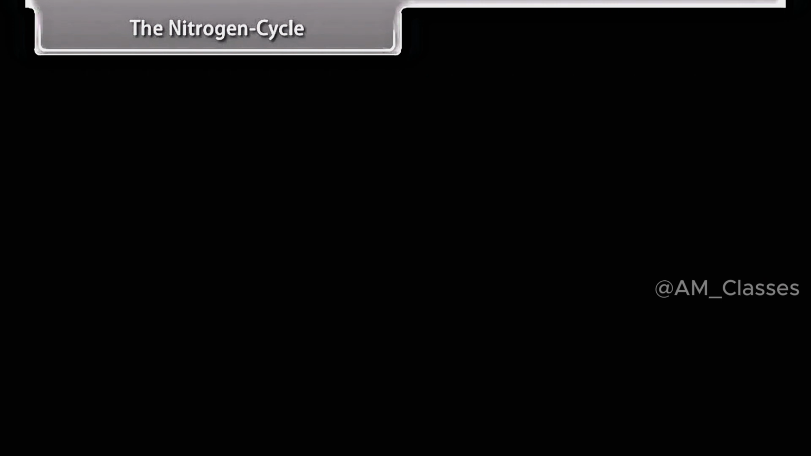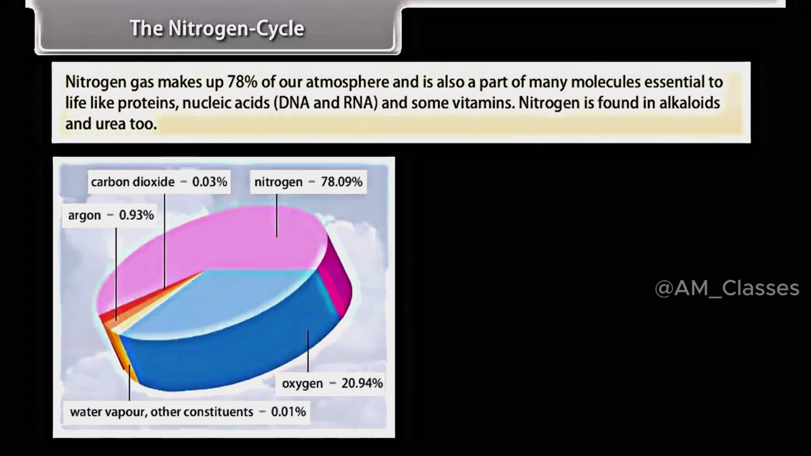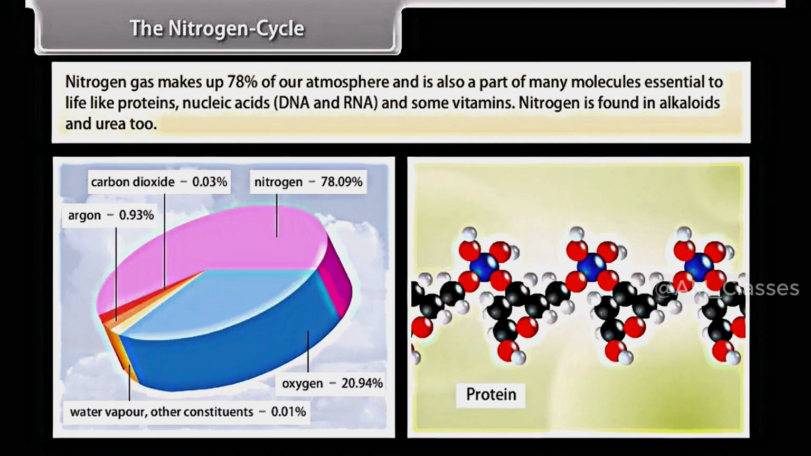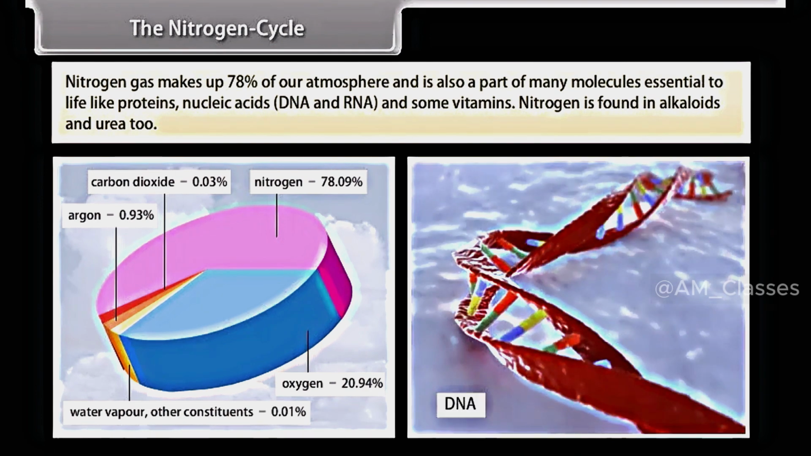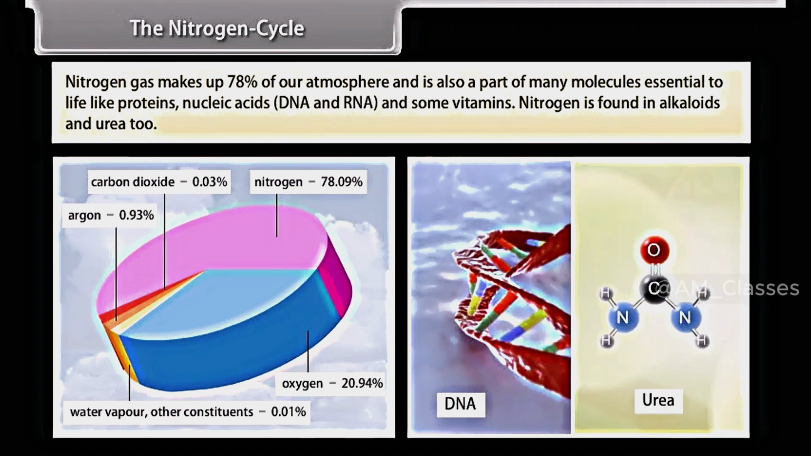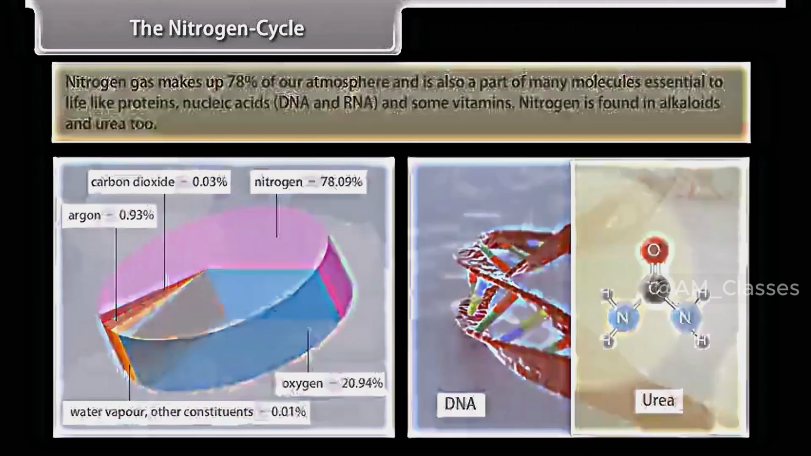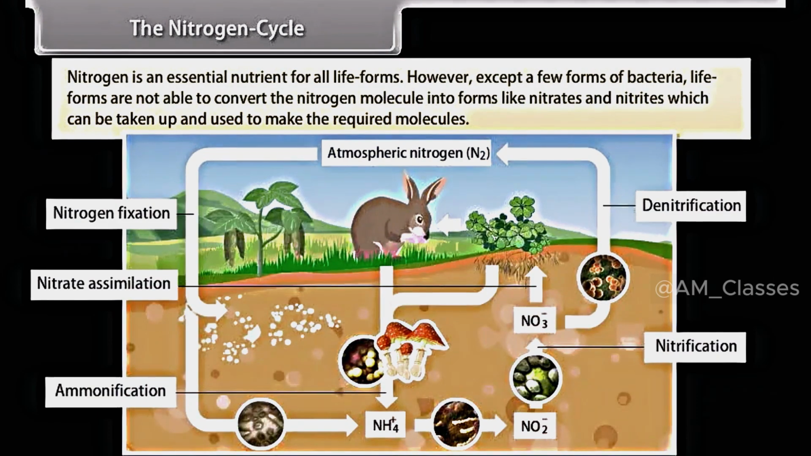The nitrogen cycle. Nitrogen gas makes up 78% of our atmosphere, and nitrogen is also a part of many molecules essential to life like proteins, nucleic acids, DNA and RNA, and some vitamins. Nitrogen is found in alkaloids and urea too. Nitrogen is an essential nutrient for all life forms.